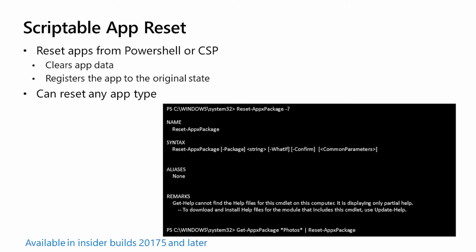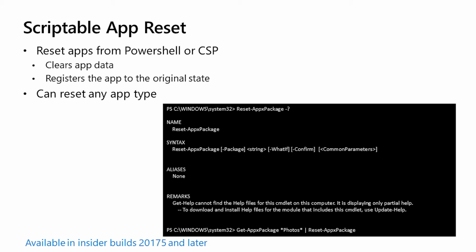Okay, this is another new feature that we added, really to help enterprises out. If folks were familiar, in the past you could go to the apps and features page, and if your app was ever behaving badly, you could click on your app, and under advanced options, there was a reset option. What that reset does is it resets the registration of the app, things like file type association, protocols and such, and it also clears out the app data.